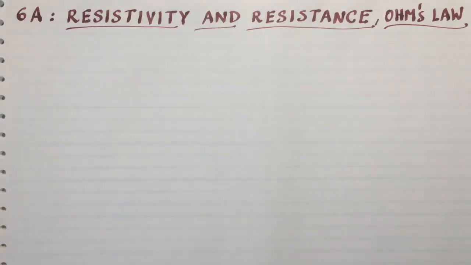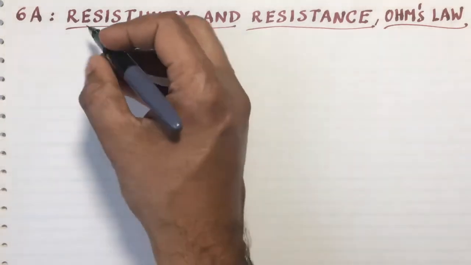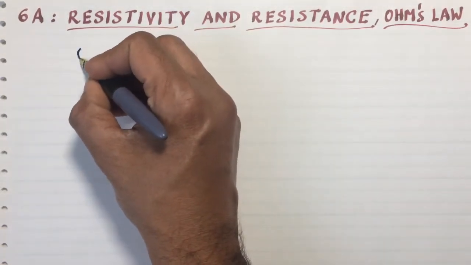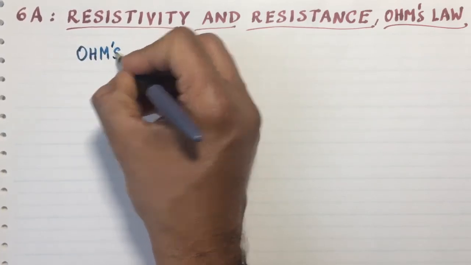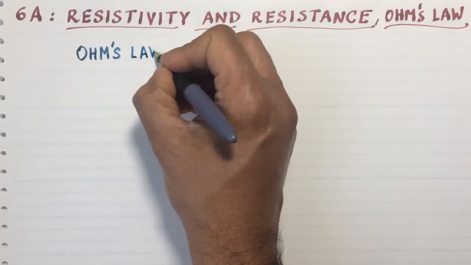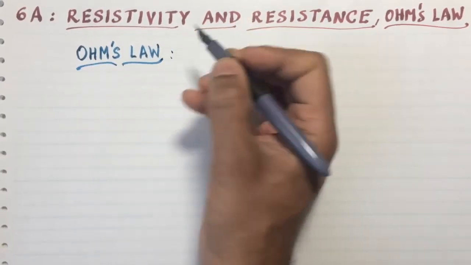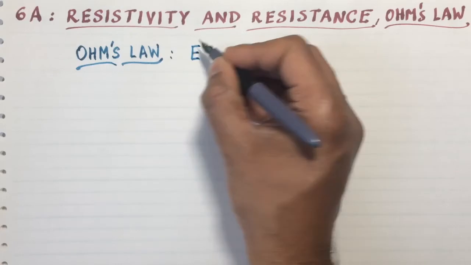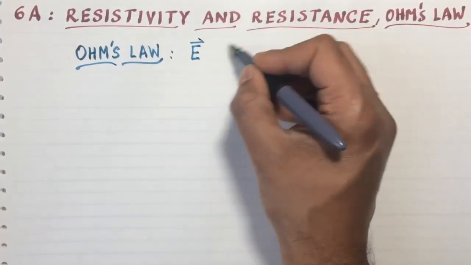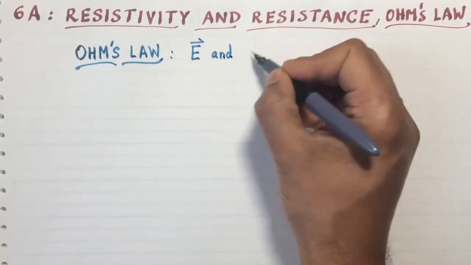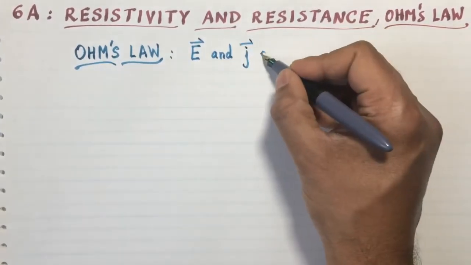Now, what I will be doing in this video is to derive what's called Ohm's law from the wire point of view. First of all, let's look at what Ohm's law is for the physics. So Ohm's law is a statement that the electric field within a conductor and the current density J are related.